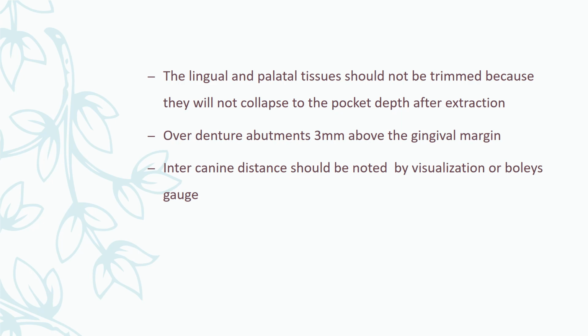Okay, so the lingual and the palatal tissue should be trimmed because they will collapse to a pocket depth after extraction. Okay, so these have to be trimmed off. If you're doing an overdenture, the abutments have to be 3 mm above the gingival margin. So that also can be done. The intercanine distance should be noted, measured using a gauge, and kept.